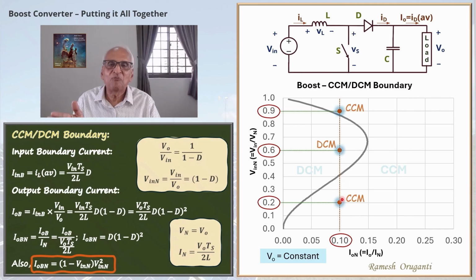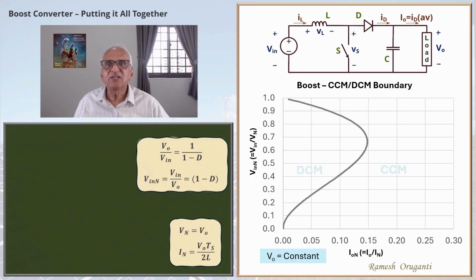It's like going from one town to another town in a country, but in between we are crossing the border into a second country. This aspect of the boost converter, the weird shape of the boundary current, has to be taken into account if you are designing the boost converter to stay only in CCM or to stay only in DCM. We will be going through an example towards the end of this video addressing precisely that.